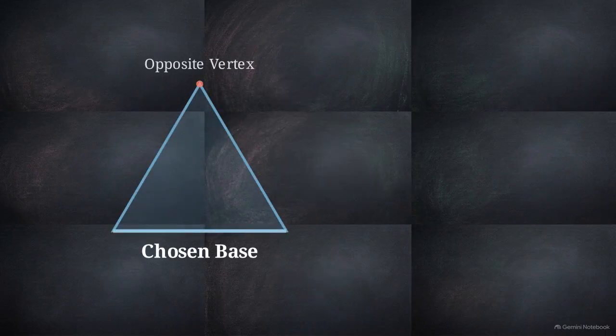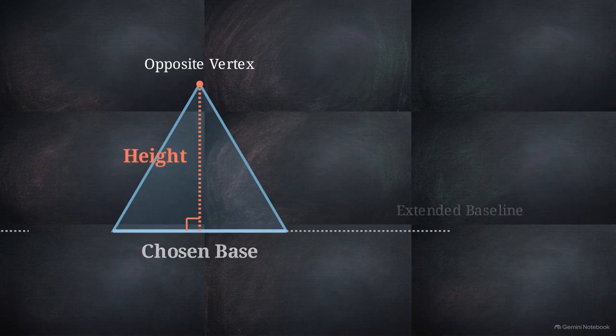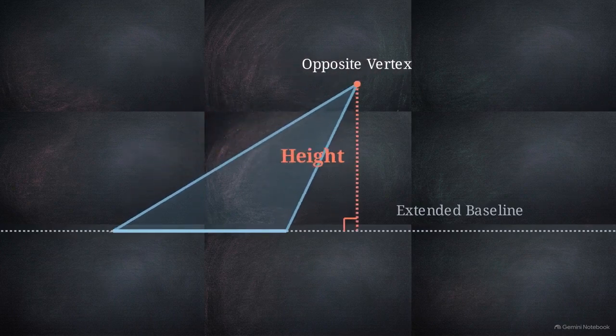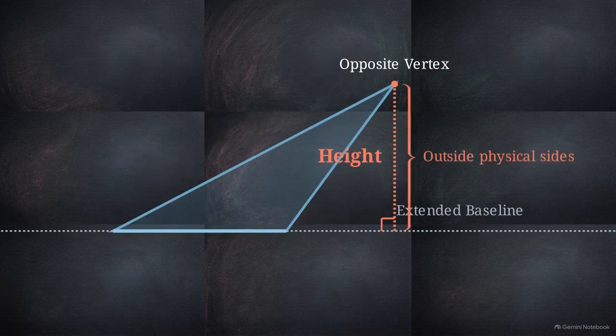We rely on the rule of perpendicularity. A chosen base and its corresponding height must meet at exactly 90 degrees. Height is a strict distance from the opposite vertex to the baseline and can exist entirely outside the physical sides.